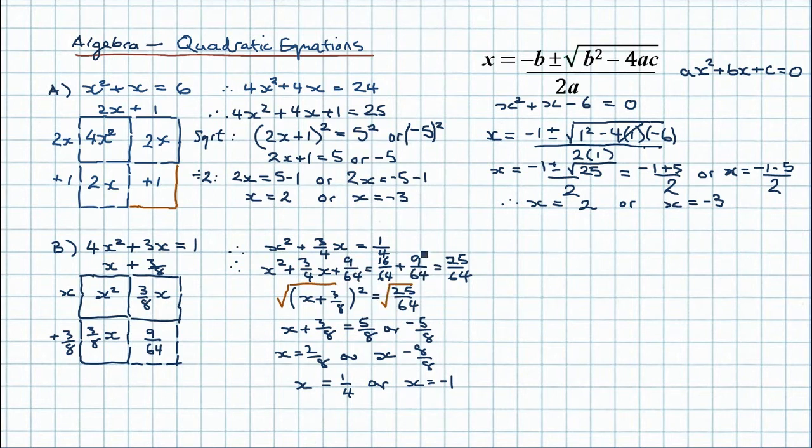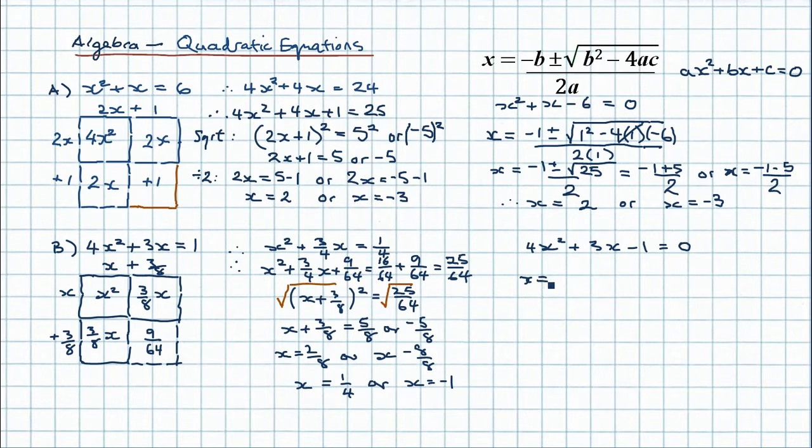So rearranging our equation first, we end up with 4x squared plus 3x, subtracting 1 from both sides, so minus 1 equals 1 minus 1, 0. So that's the first thing to do. Now we're going to plug our a, b and c into the formula. Well, a is 4, b is 3, and c is minus 1.